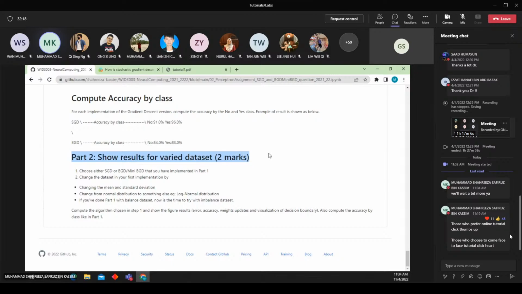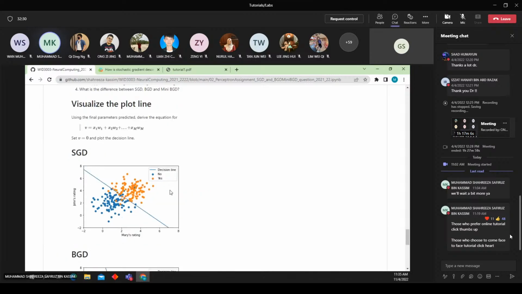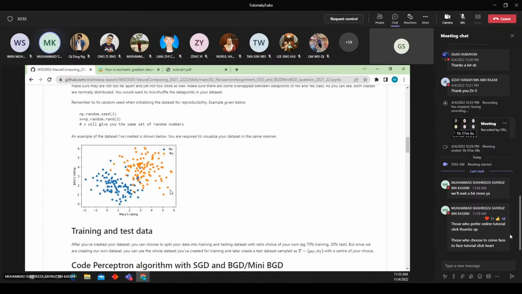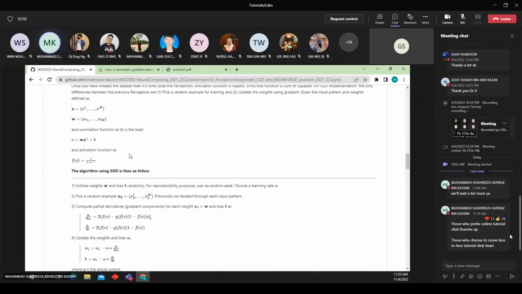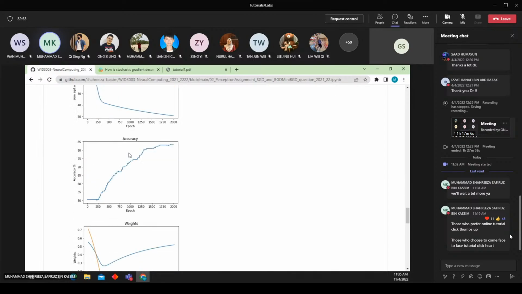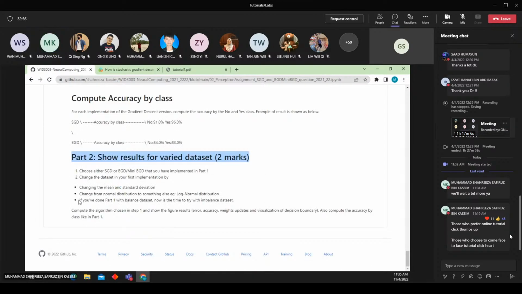I just want you to vary your data set, and you just need to do it for either SGD or BGD. Just change the mean and standard deviation. You go back here, change the mean and standard deviation, and you can also change the distribution. Here we are taking a normal distribution. You can make it a log normal distribution or some distribution of your choice, maybe a Poisson or exponential distribution, it doesn't matter. You choose. And then maybe you want to try with an imbalanced data set.